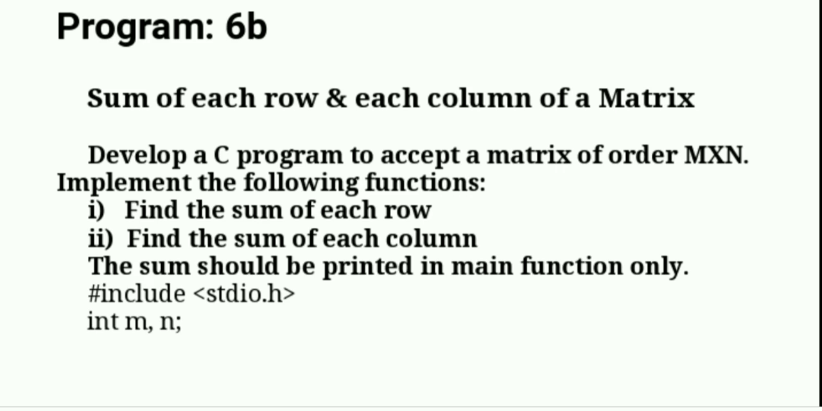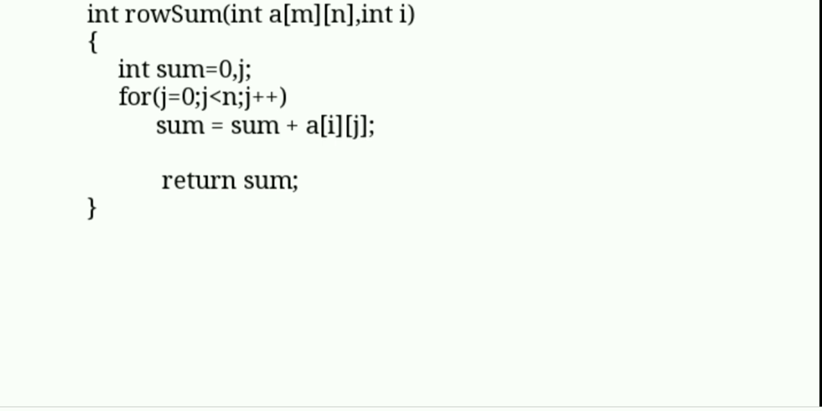So to go with the program, we start with the inclusion of the header file stdio.h, and then we are making m and n, the order of the matrix, as global variables so that they could be used across the three functions, the two user defined functions and the main function.